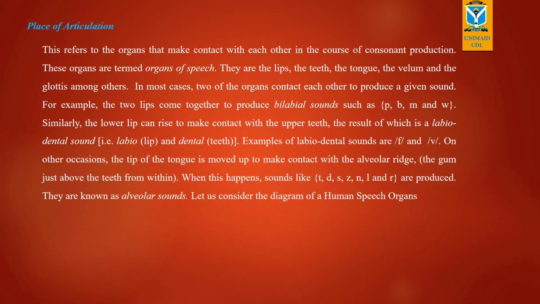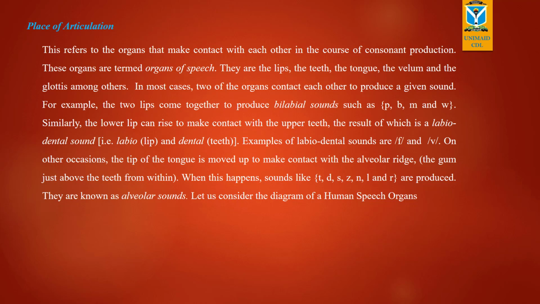To start with, we have the first basic parameter, which is place of articulation. By place of articulation, we mean the place where the organs make contact with each other during the course of consonant production. These organs are termed organs of speech. What are they? They are the lips, the teeth, the tongue, the velum, and the glottis, among others. In most cases, two of the organs contact each other to produce a given sound.